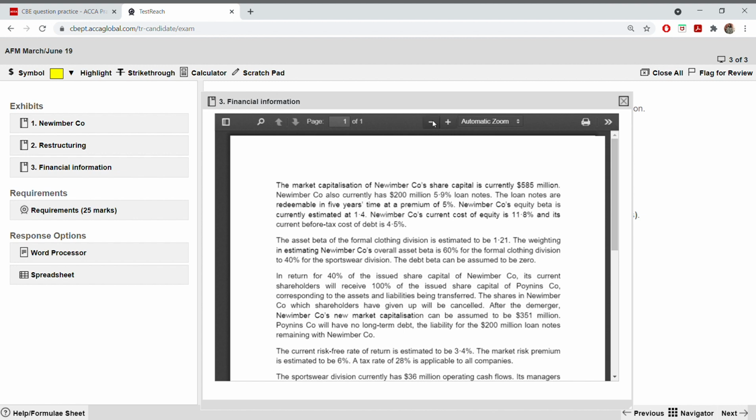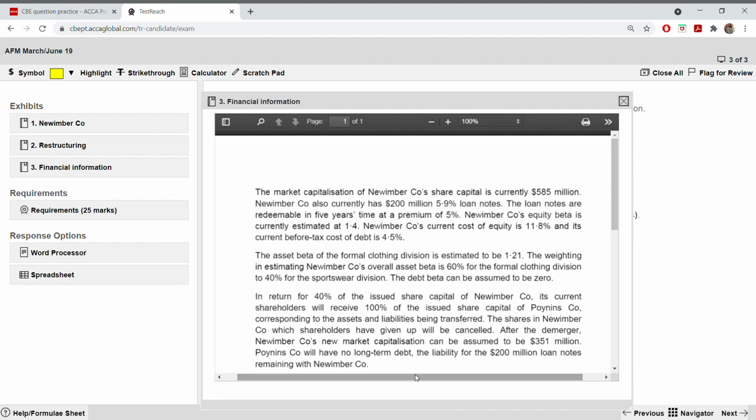I'm going to zoom this out. The market capitalization of share capital is currently 585 million. Newcomer also currently has 200 million. I'm not going to underline each word, because then everything will be underlined, but make sure that you remember the number. If you don't remember, you can always keep this in front of you. You don't have to memorize numbers when you are doing the requirements. So Newcomer also currently has 200 million of 5.9% loan notes.